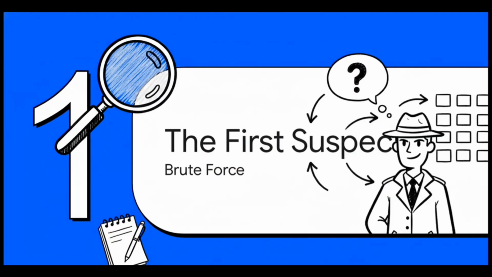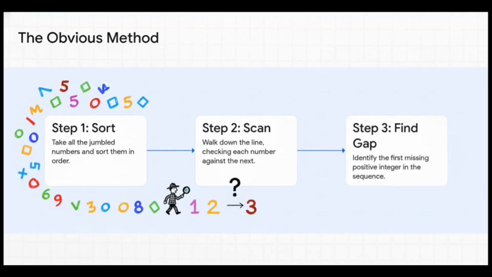Every detective starts with the most obvious lead, right? In our case, that's our first suspect. It's a method we'll just call brute force. It's super straightforward. It's what you'd probably think of first. But does it have an alibi? Let's find out.